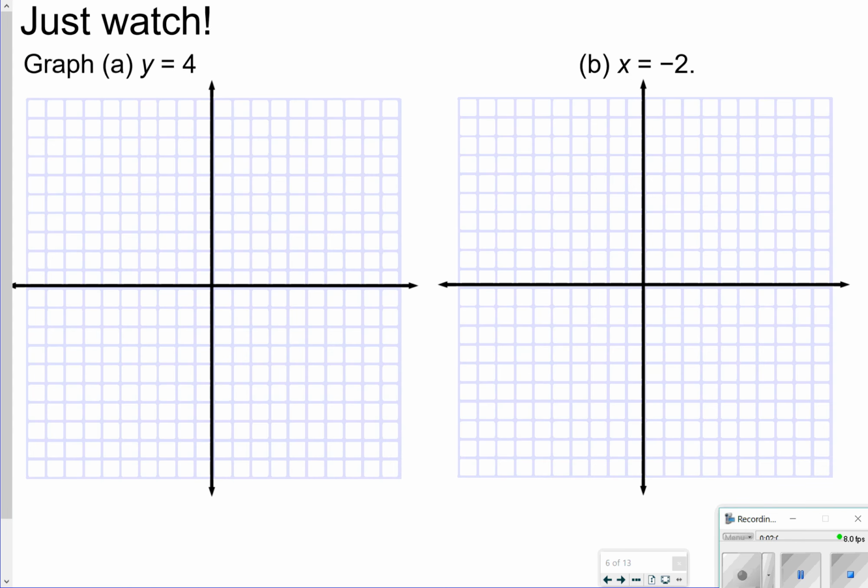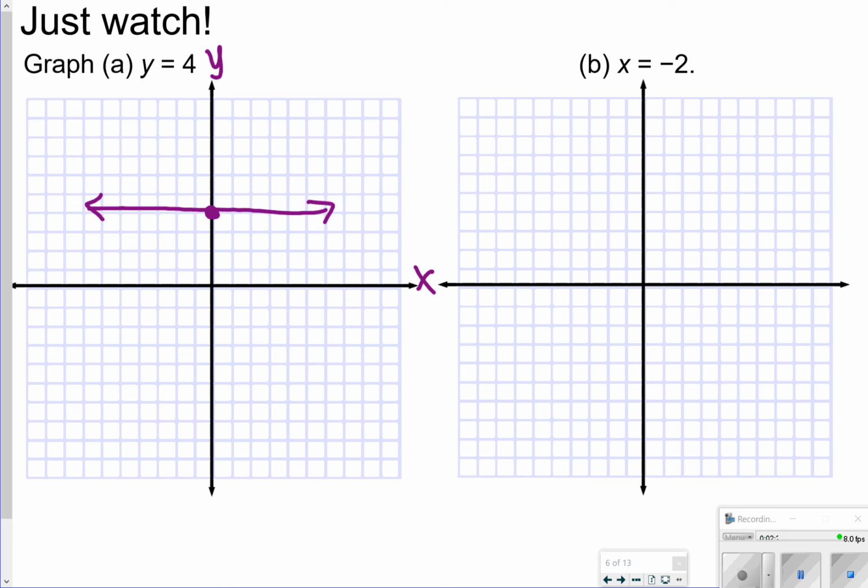So with these two, we're just going to graph them. The first example is y is equal to 4. So what I would do is find the y-axis, which is always the vertical one, and count up 4 spots. 1, 2, 3, 4. Once I have my point, I then just create a horizontal line like you just wrote down in your notes for number 2, and that would be what you would need to do there.